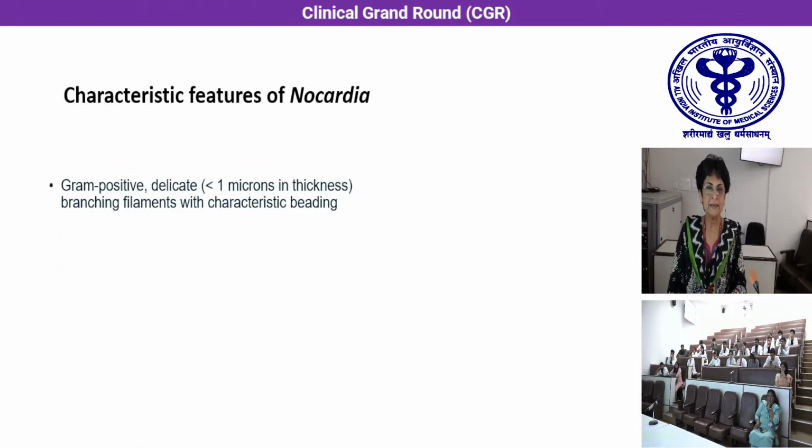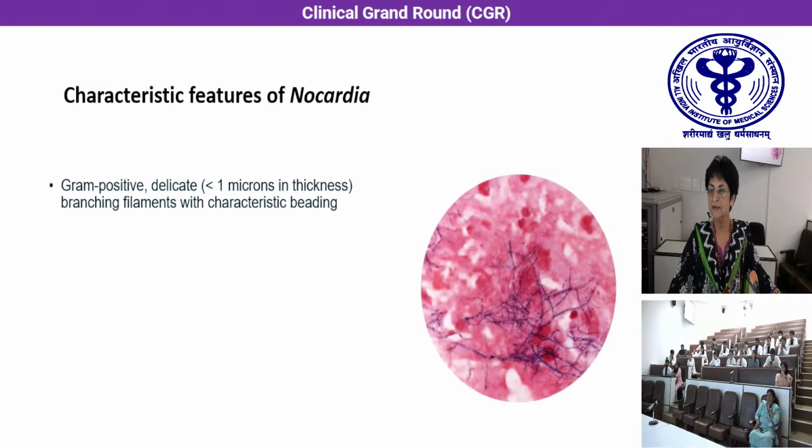So what are the key characteristic features of Nocardia? These are gram-positive, really delicate branching filaments with characteristic beading. And this is how we actually see it in clinical samples on Gram stain. And this is basically a spot diagnosis.